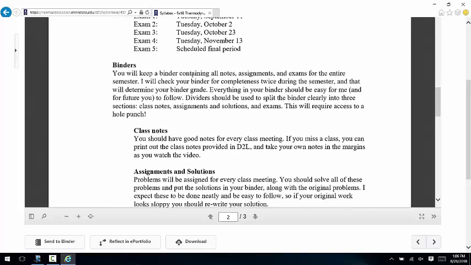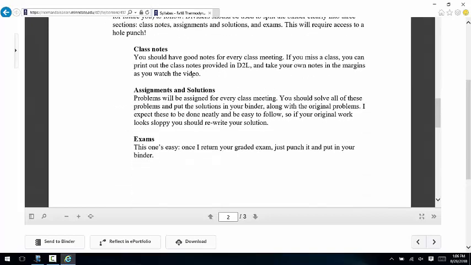Okay, so now the binders. Like I said, there are three sections in the binders. The class notes. You should have good, legible class notes for every class meeting. There shouldn't be any gaps. If you miss a class, like I said, it's easy to fix. Just print out the PDF of the class that you missed. I just want it to be complete because a year from now you might see some kind of problem and think, I think we covered material like that in Thermo, and I want you to have the notes there and make it easy to find them.